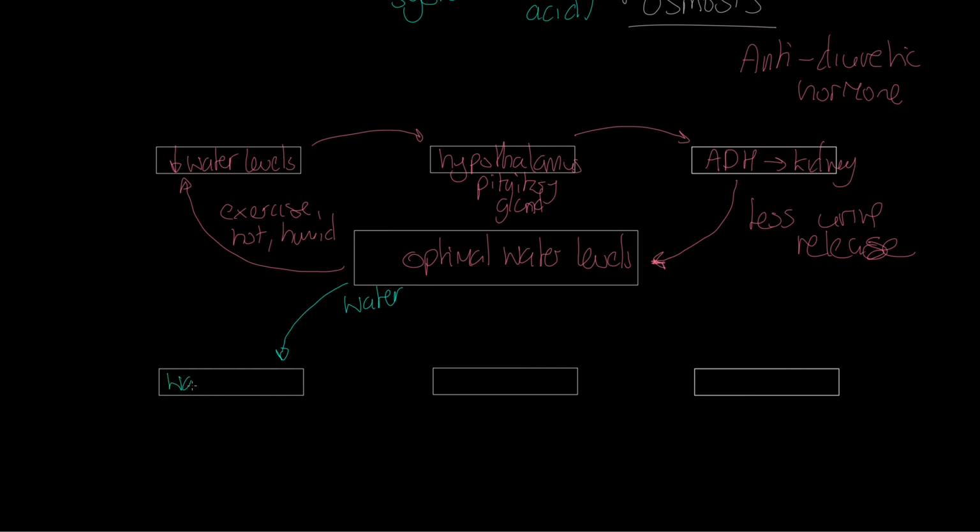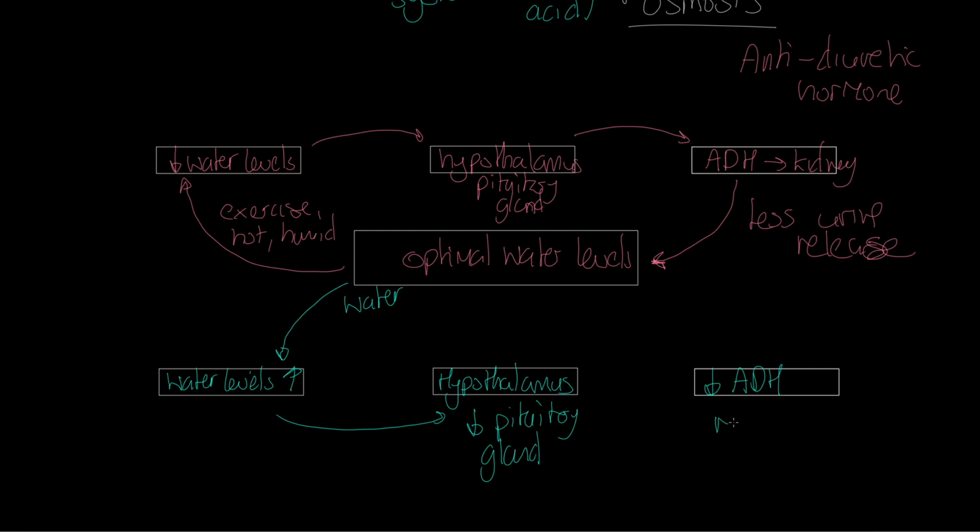What about when we re-engage our fluid levels? Water levels are going to go up, no surprise there. We drink a glass of water, say, or a sports drink, whatever it is. Similarly, the hypothalamus is going to stimulate a decrease in pituitary gland activity, and as a result we are going to have a decrease in ADH production. So we have less ADH, and so what happens is we release more urine. So when water levels are increasing past optimal, we can release it in the form of pee.